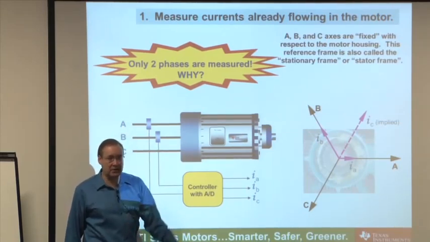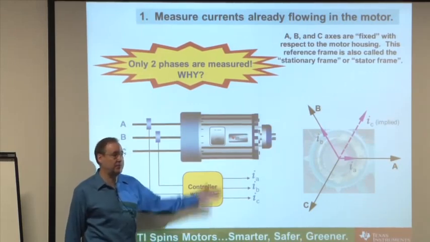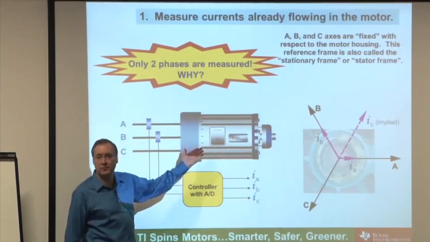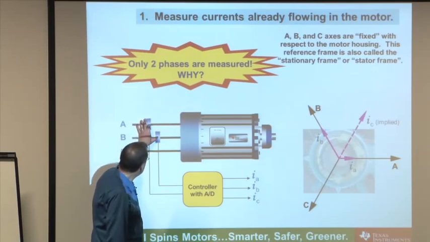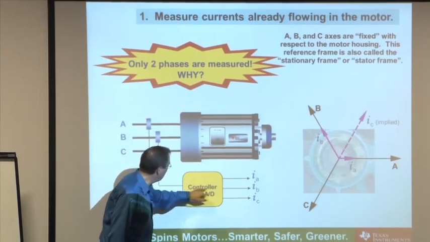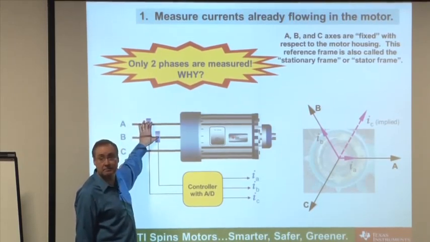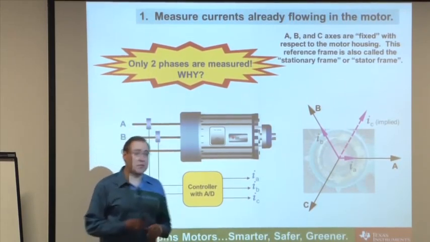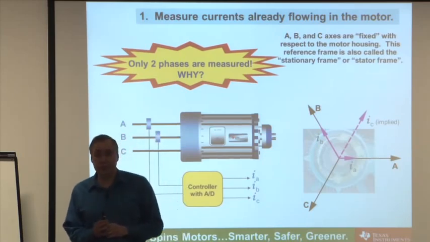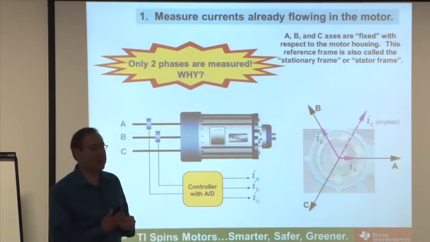There's no other way to get around it. Doesn't matter whether it's a balanced load or anything else. It's just simple current, the way that it works. So if I measure these 2 currents right here, I can now calculate what IC is by adding these 2 together and taking the negative of it. And that's IC.